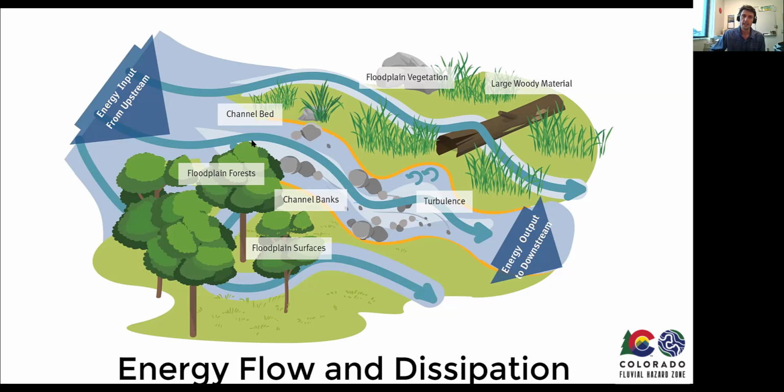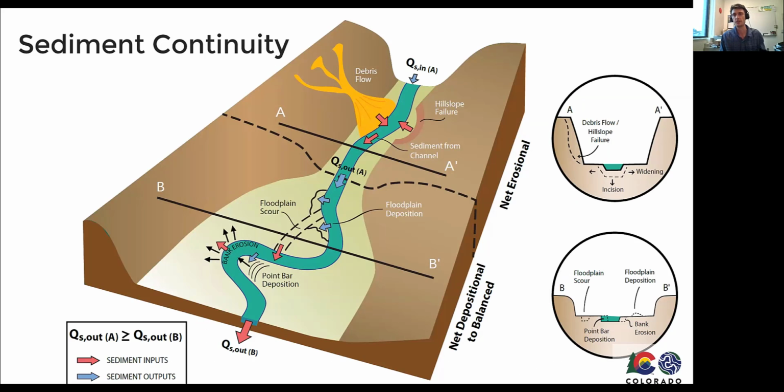That could include moving energy expended on the bed and margins of the channel by erosion and deposition. We could have energy expended via turbulence as it moves through the channel. And then when flow moves to the floodplain, it's going to interact with floodplain roughness elements, trees, debris, rocks, and vegetation. So that energy could be either expended as work by moving sediment, depositing sediment, or overall losing energy via the roughness. If we think about sediment continuity, this is really important for understanding fluvial hazards.